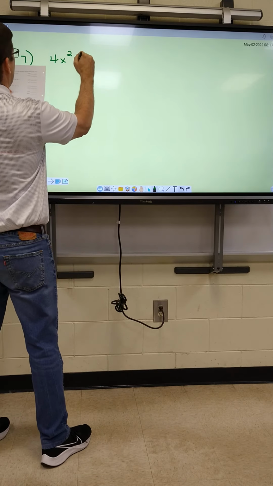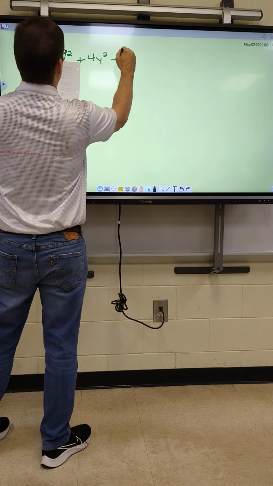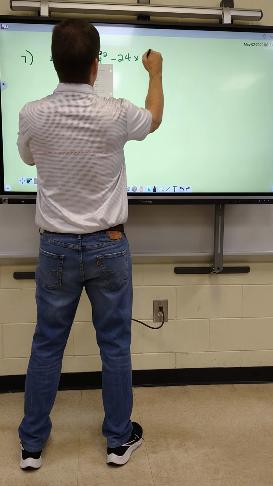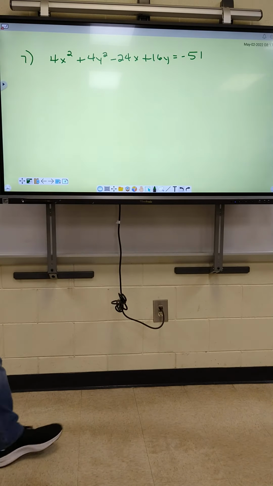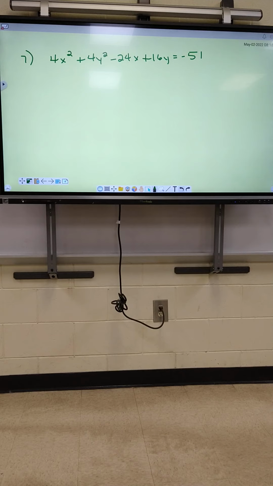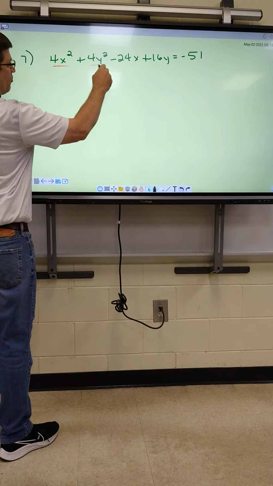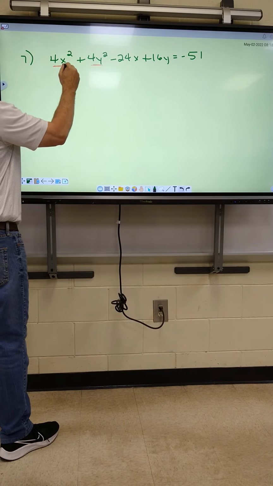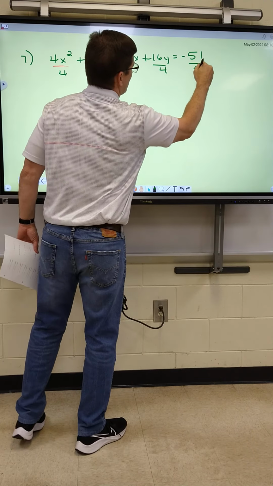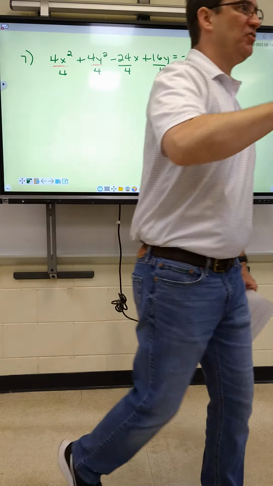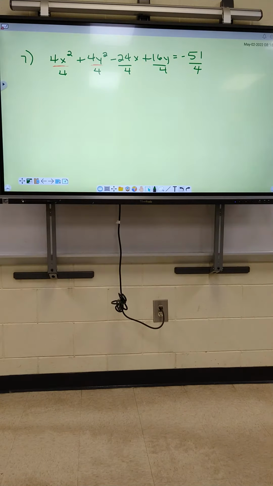4x squared plus 4y squared minus 24x plus 16y. All right, so let's go to 7. Adam, how about on 7? What do I divide everything by on this one? 4. Very good. Guys, remember, just look at your x squared and your y squared, whatever number's in front, that's what you're going to divide everything by. All right, so when you do that, Trey, and you divide everything by 4, put them into groups. Go.